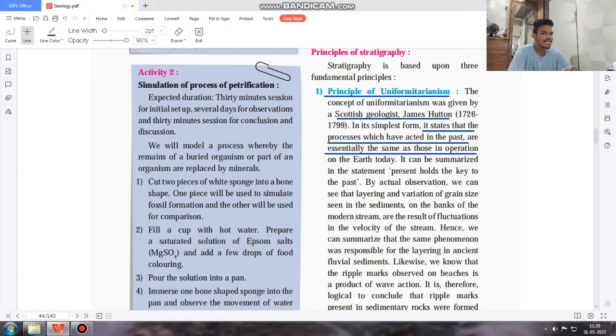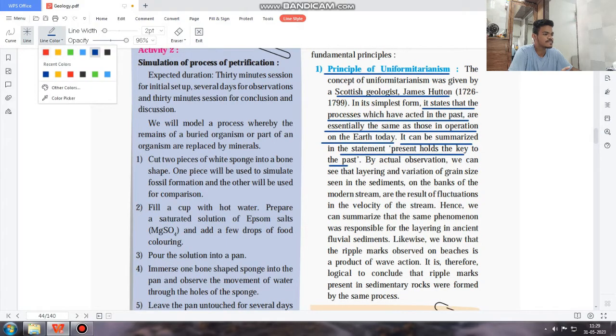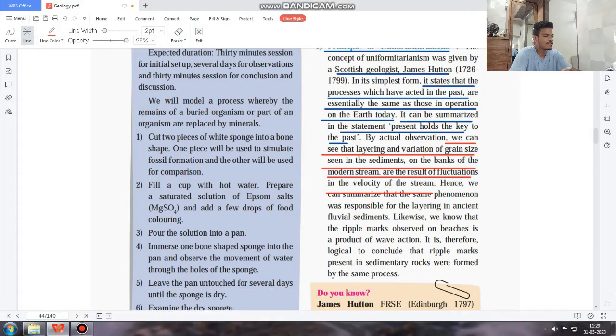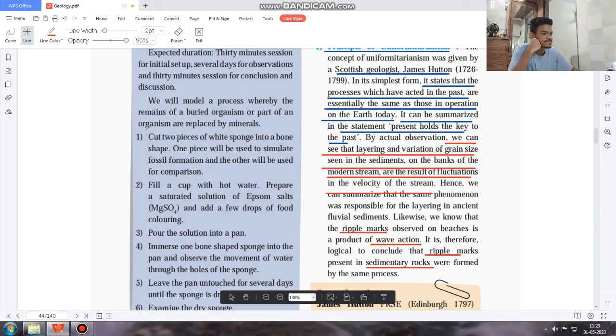Now this is the next statement which is important. We can see the layering and the variation of grain size in sediments on the banks of a modern stream as a result of fluctuation in the velocity of the stream. Likewise, we can also see ripple marks on beaches as a product of wave action. Therefore, ripple marks present in sedimentary rocks are formed by the same processes. What I've underlined is the main key point which you have to remember and write. This was James Hutton, you can read about him.